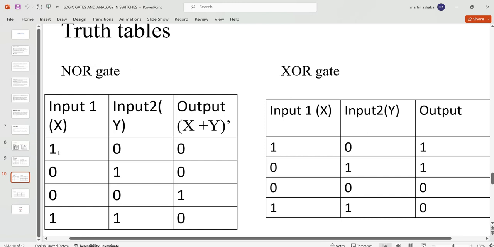First of all, when one input is high and the other input is low, the output is low. When one input is low, the other input is low, the output is low. When all the inputs are high, the output is low. Whereas when all the inputs are low, the output is high. So let's verify this truth table in Multisim.